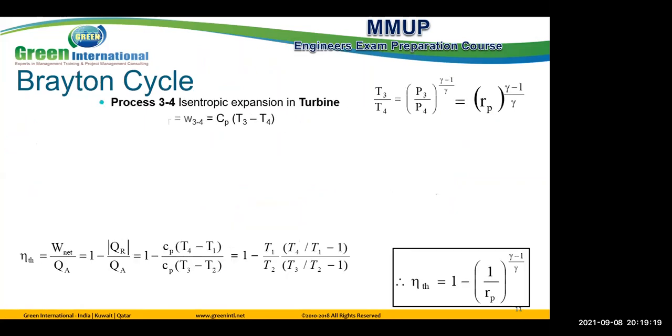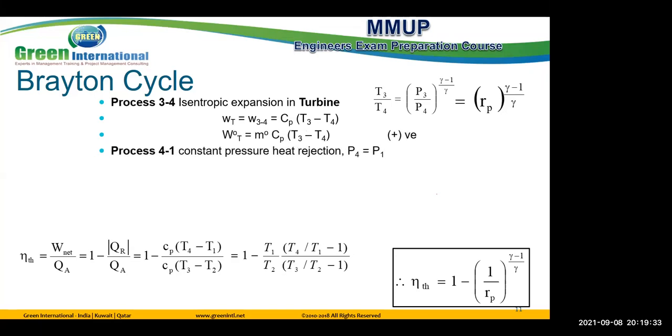The third process here is the expansion in the turbine. Expansion happened between 3 and 4. So the work of the turbine is equal to Cp times T3 minus T4. This is the rejected part, which is normally not calculated.